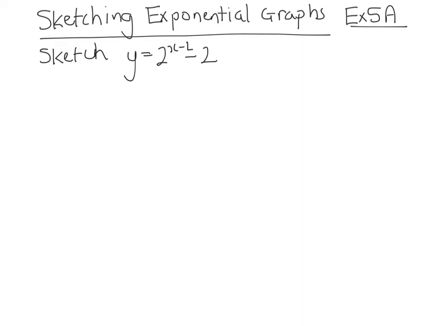Hello everybody, this is a presentation on sketching exponential graphs, and it's mainly from exercise 5a in your textbook. So the question is, if we had to sketch y equals 2 to the x minus 2 minus another 2, what would the graph look like?